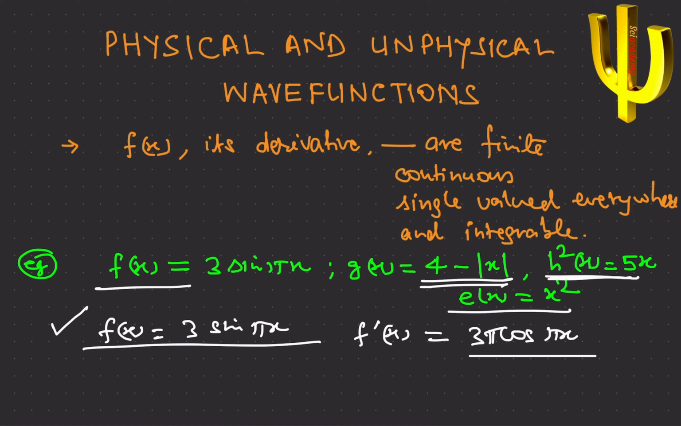Therefore, for the function to be physical, the function should be finite and its derivative should also be finite, should be continuous, single valued everywhere, and should be square integrable. Then the function is called the physical wave function. Otherwise, it will be an unphysical wave function.